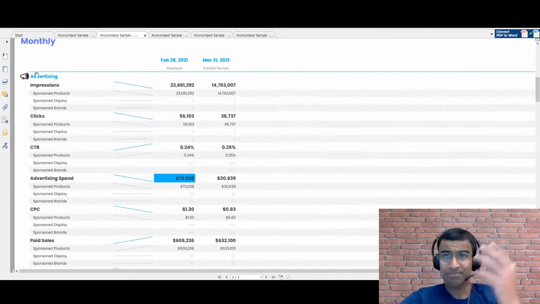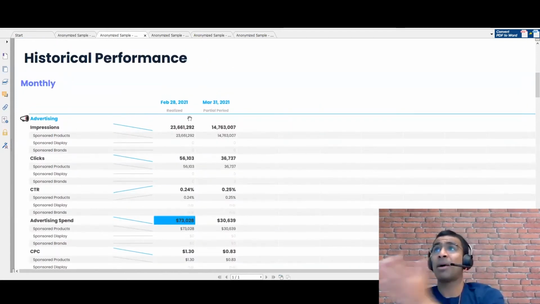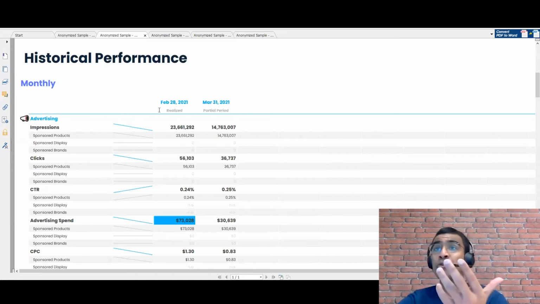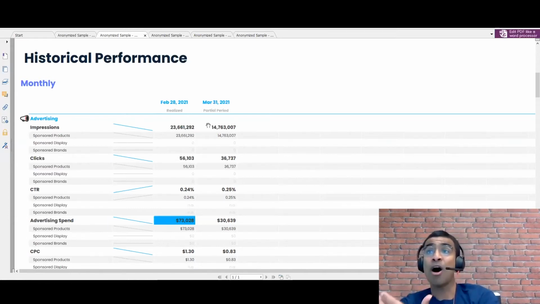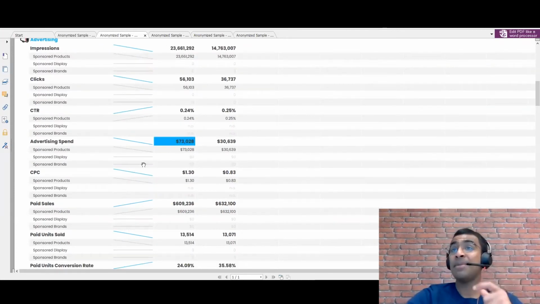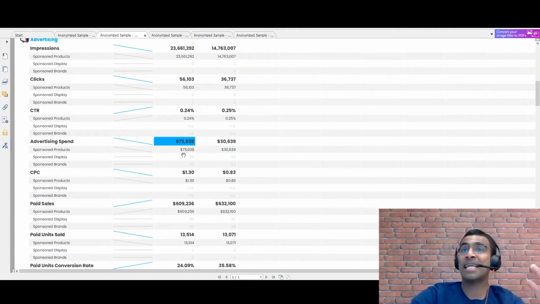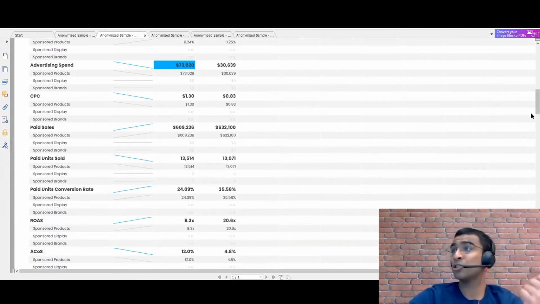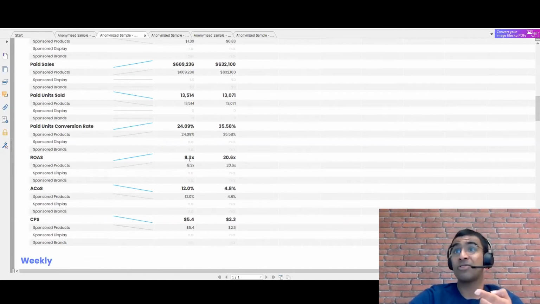Then you have all of your advertising data in a monthly split. For example, in the month of February, they captured 23 million impressions. In the month of March, only 14 million, and so on. The number of clicks has been going down. Your CTR, you can see, has been more or less steady. You can see all of this ad type wise, meaning how much of the spend went towards sponsored product ads and so on. In their case, 100% of the ad spend is going towards sponsored product ads. You have the cost per click, the paid sales, paid units sold, the paid conversion rate, ROAS of 8.3x, ACoS, and CPS, that's cost per sale.